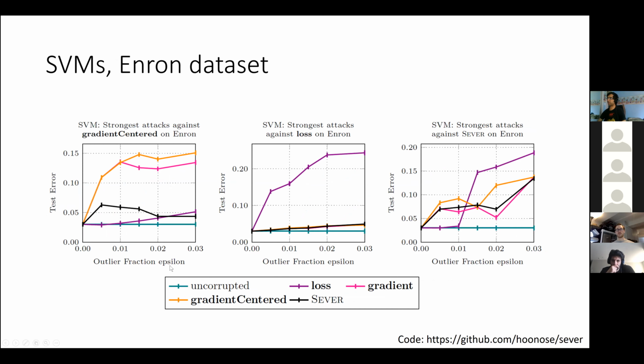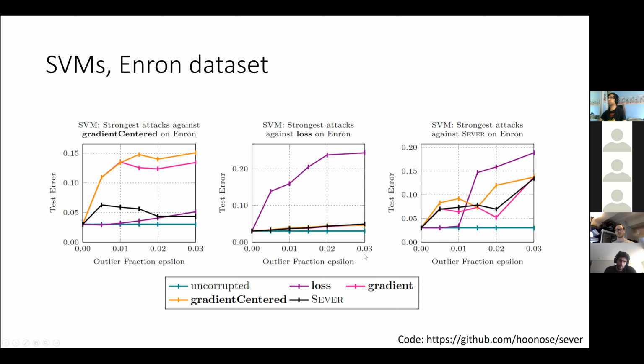One thing I'll mention here is I think this is actually pretty interesting to see. Notice the outlier fraction is so small here. At just 3% outliers, you can change the test accuracy by so much, which I think is a very interesting phenomenon. This is a bit of an aside, though, not relevant to the rest of it.